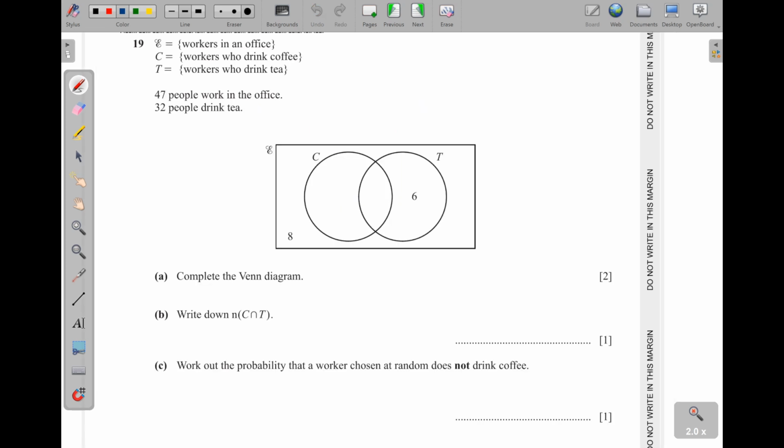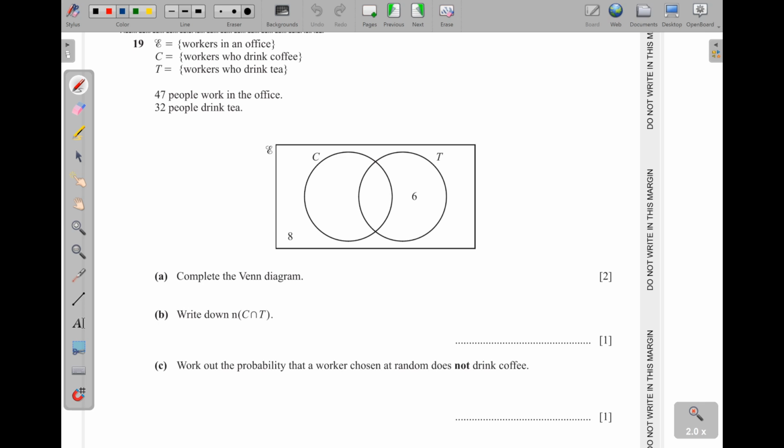Question 19. It is from sets. The universal set has workers in an office. C represents workers who drink coffee, and T represents workers who drink tea. 47 people work in the office. 32 drink tea. And then we have the Venn diagram there. They have said to complete the diagram.